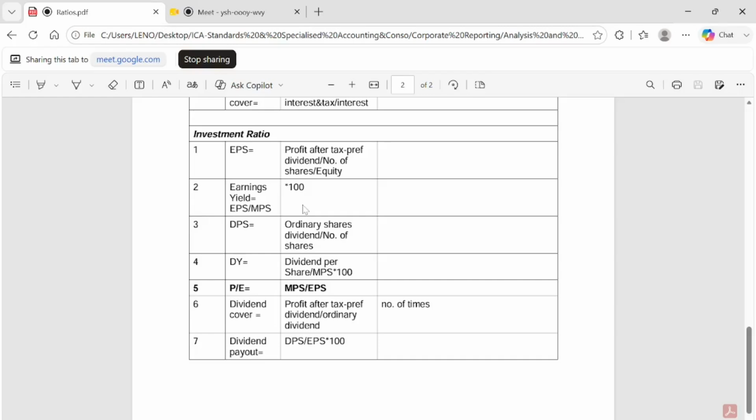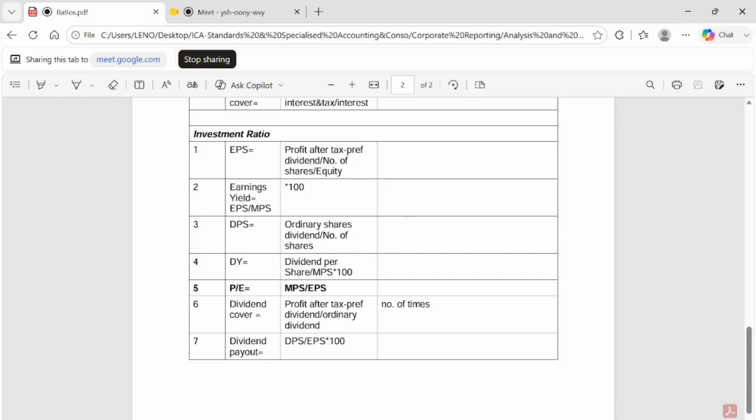Are you with me? So if the market price per share of the company is maybe 50 cedis, and the earnings per share is maybe 5 cedis, it will give you maybe 10%. So 5 over 50 will give you 10%. It means your investment has yielded 10%. That is what we call the earnings yield.